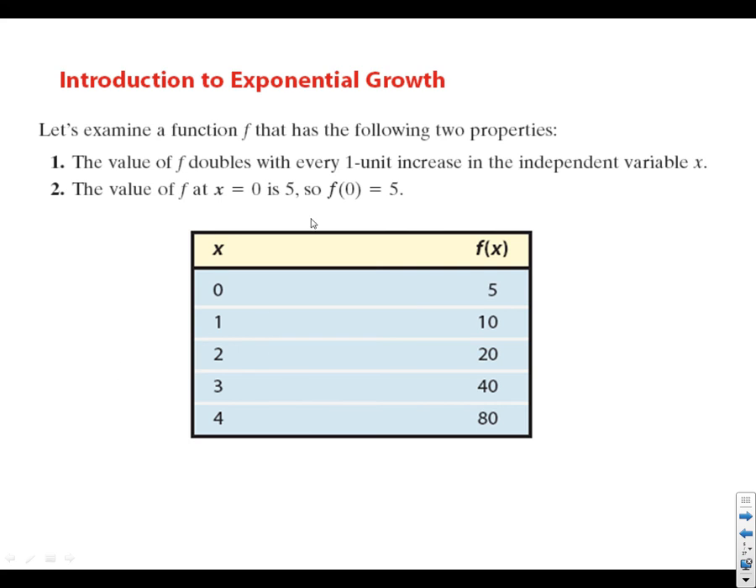Let's look at an exponential growth function. So let's say we have a function where the value doubles every 1 unit increase. And at the beginning we have 5. All right, so this would be the inputs, this would be the output. If we start at 5, after 1 unit, we're at 10. Once we go to 2, we're at 20. When we go to 3, we're at 40. So every increase of 1 doubles what we had before.